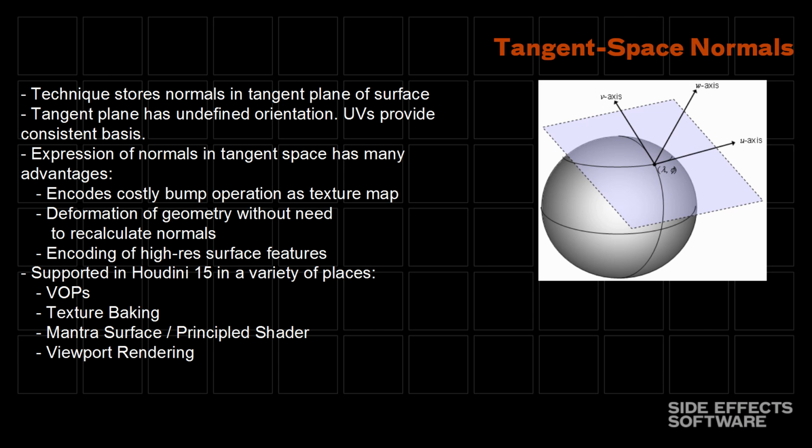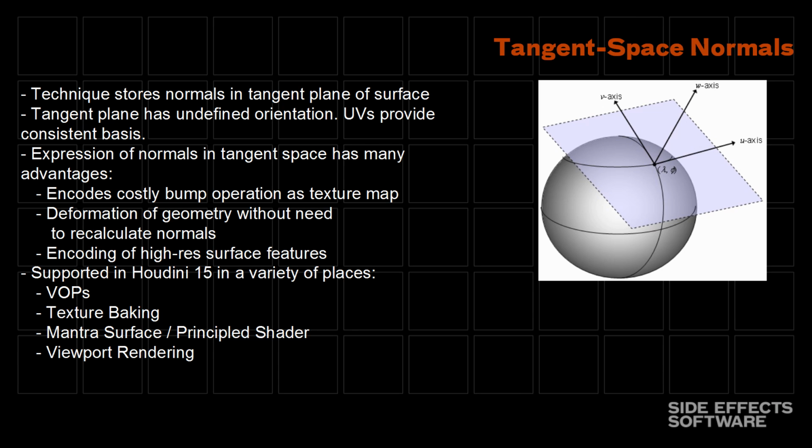We have deformation of geometry without need to recalculate our normals. Because we can calculate in our model export the tangent vectors, those tangent vectors are always relative to the vertices, and so we don't need to recalculate our normals as our vertices or vertex shaders are deforming the meshes. We can also encode high-res surface features as textures, as we discussed. Okay, so these are the advantages of using tangent space normals.